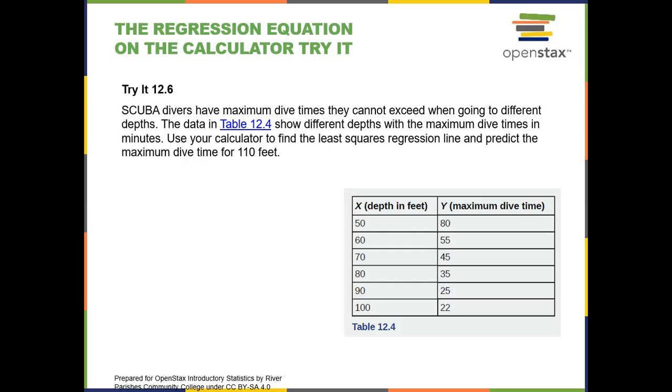So to do a scatter plot, second y equal to 1, and then you do zoom 9. And you will see it's going down the hill. As x increases, y decreases. That means there's a negative relationship between x and y. Why? Because as x increases, the depth increases, and the maximum dive time decreases.